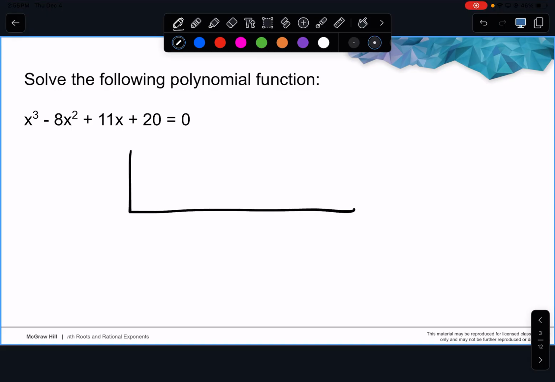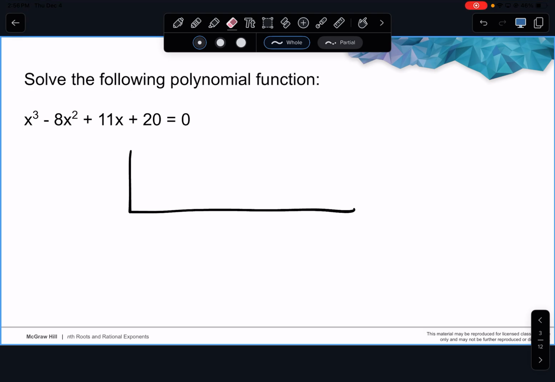So far to this point, you've had one of two things. Either they've told you x equals 2, and then we make that our red number out here, right? Or they've told you that one of the factors is x minus 2. And then you use that to make your red number, right? Well, now we're not going to have that.